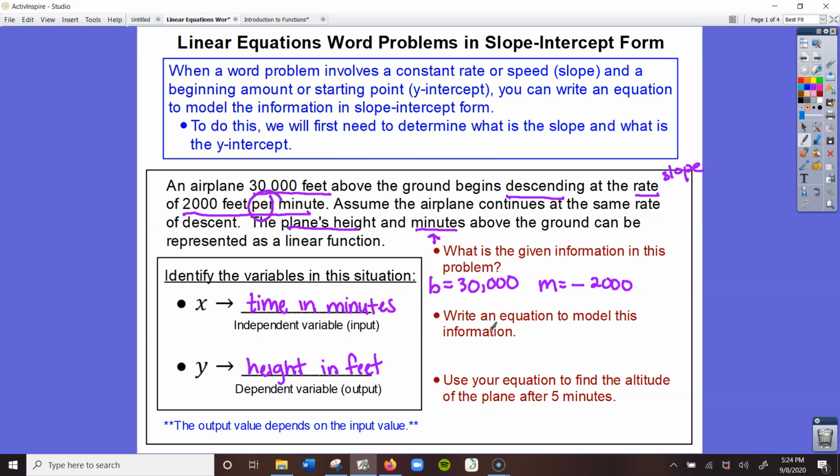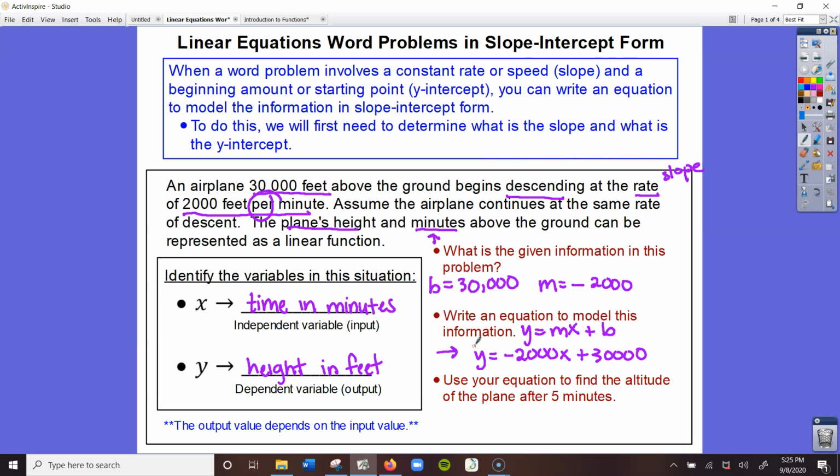because it is a rate. Now since we have our slope and we have the intercept, we are going to write this equation in slope-intercept form, remembering that the equation is y equals mx plus b. Since we have m and we have b, we can say that our equation is y equals negative 2,000x plus 30,000.